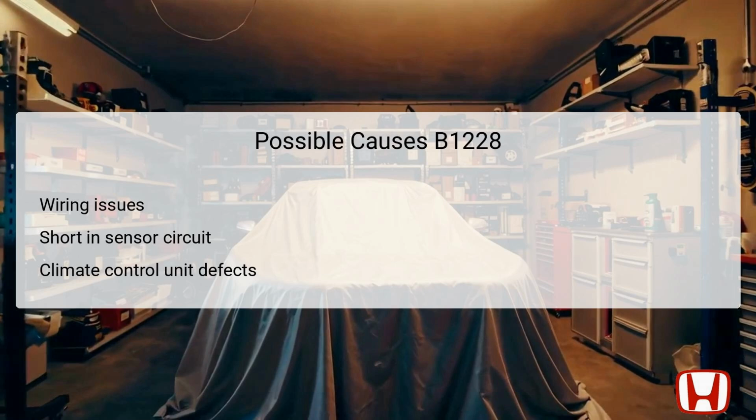Lastly, defects in the climate control unit itself could also trigger this error code. If the climate control unit, which processes sensor data and controls interior climate functions, is not functioning properly, it may erroneously interpret signals from the sensor, leading to the activation of this DTC.